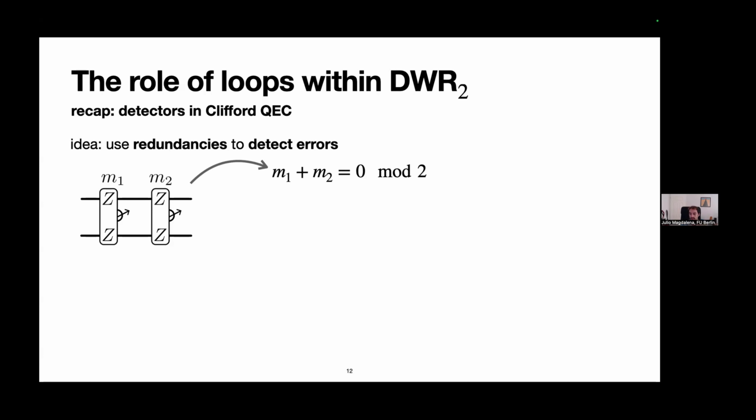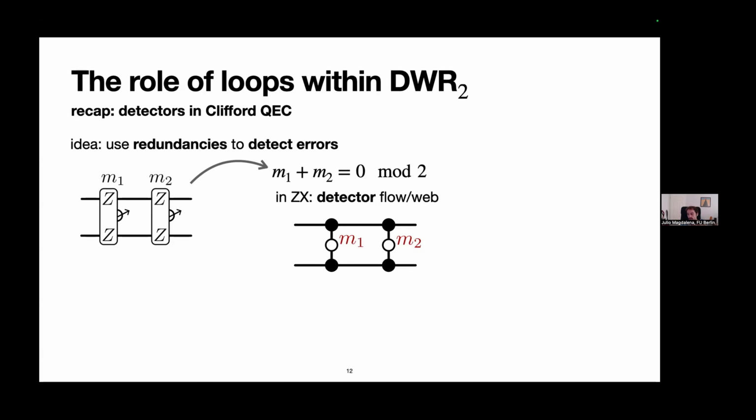Namely, there is a nice way to graphically represent this in the ZX calculus. There are the so-called detecting regions, detector flow, Pauli webs. There are many words for it, which is not ideal, but that's how it is. And one way to derive these detectors is by finding a set of highlights of the edges in the tensor network that obey some local consistency condition.